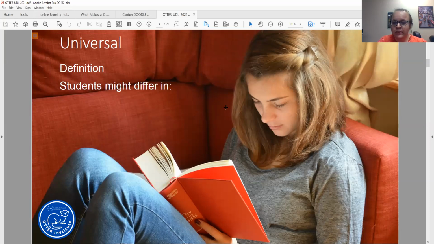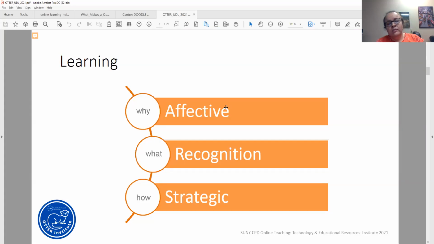All right, so let's talk more about learning. When students learn, there are three brain networks that come to play. And those are affective, recognition, and strategic.